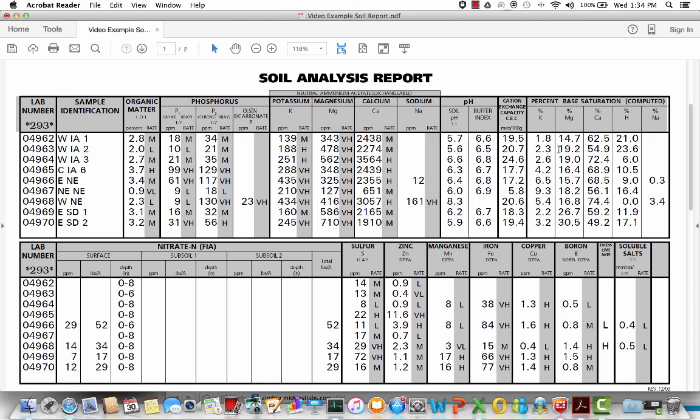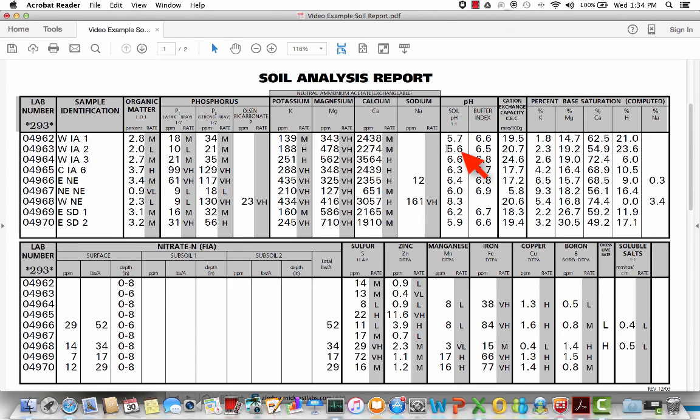Sample number 2, fairly high magnesium. Sample number 3, also fairly high magnesium at 19% base saturation. Might have a little concern there. You can use gypsum to try to bring down magnesium base saturations and bring up the calcium base saturations.